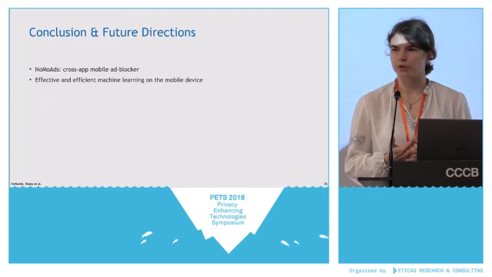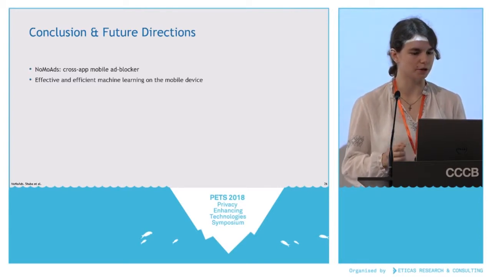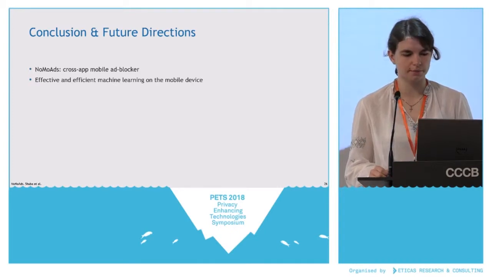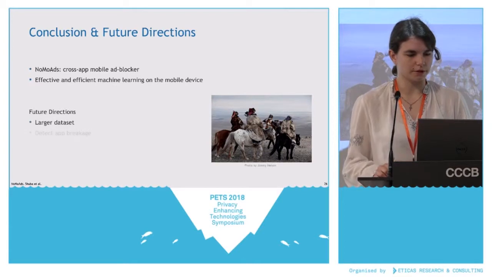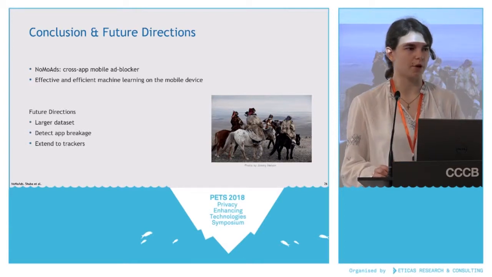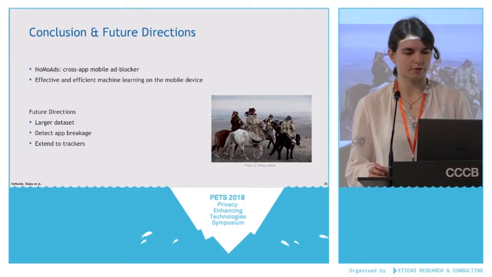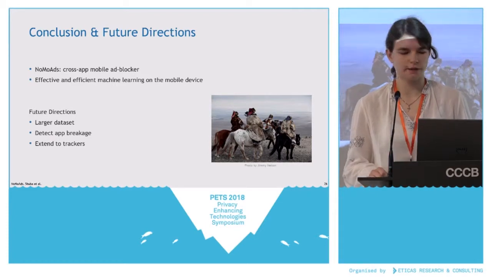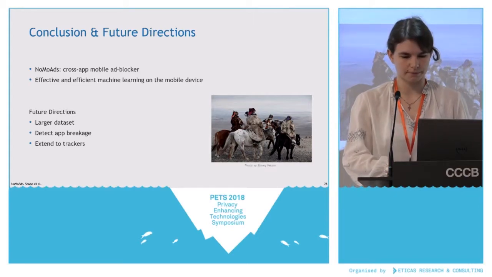So to conclude, I presented to you NoMoAds, which is a system for effective and efficient machine learning for ad blocking on the mobile device. And for future direction for NoMoAds, we are looking to increase our data set by maybe making the process more automated. Right now it's very manual. We're also looking to detect if we're breaking the app by blocking ads. And we are looking into extension to trackers, so not just ads.